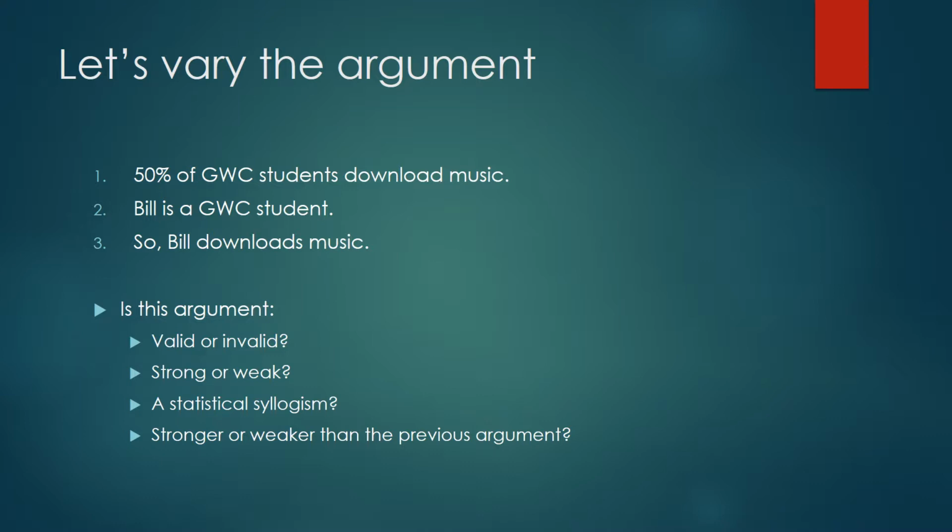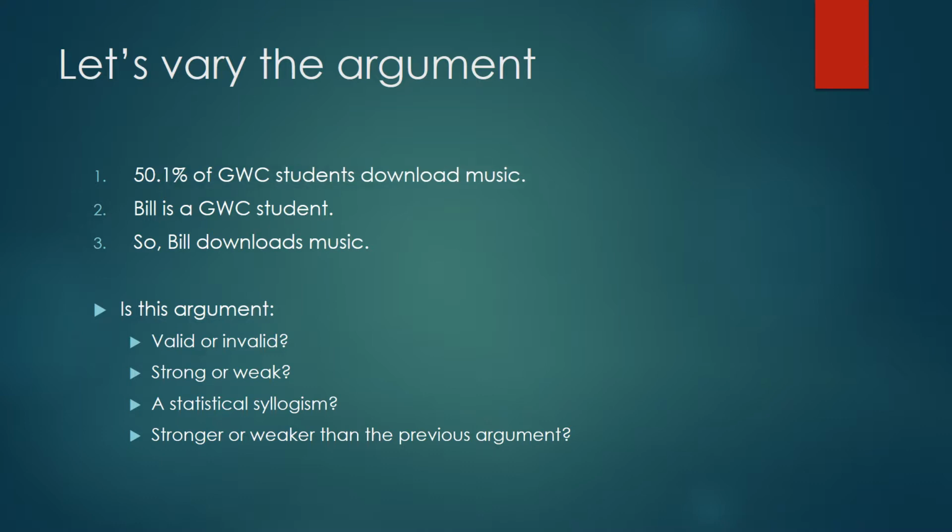This argument is weak, and here's how we reason that. At 50%, the conclusion is at this point still just as likely false as true. So we have not shown the conclusion to be more likely true than false, so this is officially a weak argument. And because it's not greater than 50%, it's no longer a statistical syllogism under the definition that we're using in our class. But it is stronger than the previous weak argument, which had it at 25%, so even though this is still weak, it's stronger than the previous weak argument that we just saw.